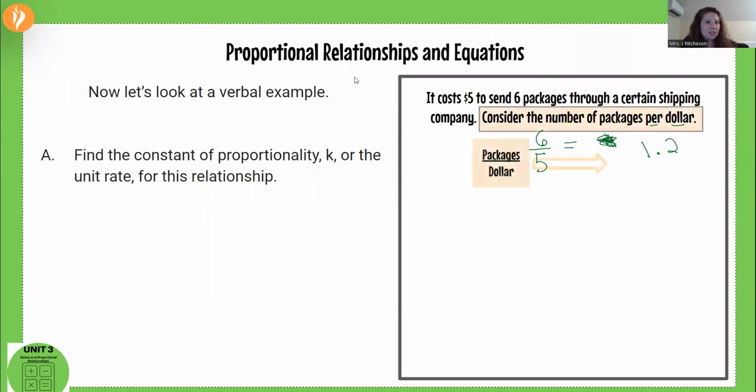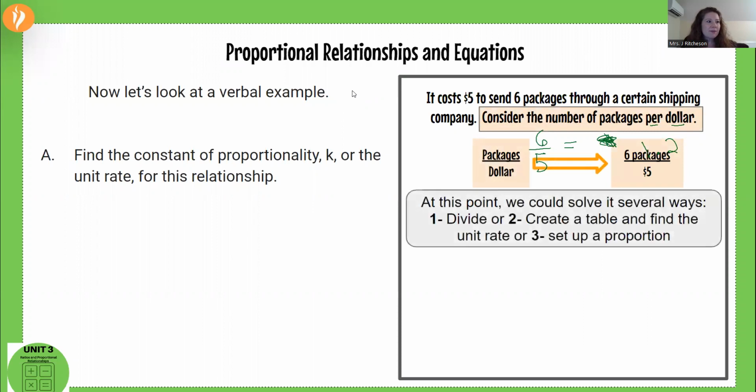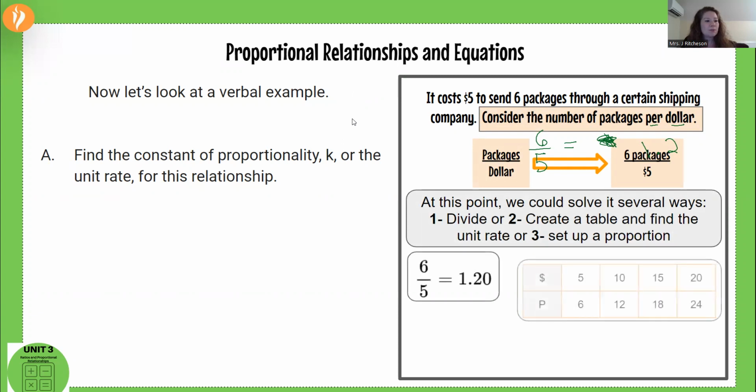Consider the number of packages per dollar, 6 divided by 5. At this point, we could solve it several ways: divide, or create a table and find the unit rate, or set up a proportion. So 1.2 packages per dollar. So $5 for 6 packages, $10 for 12, $15 for 18, so on and so forth. So our constant of proportionality is 1.2.